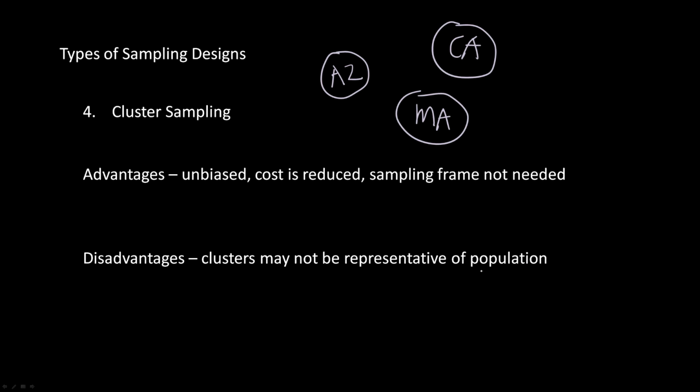So if your population is the United States and you only take people from Arizona, that could lead to some biases that show in your sample, which is not very representative of the entire population, and people from Massachusetts and California could be left out.